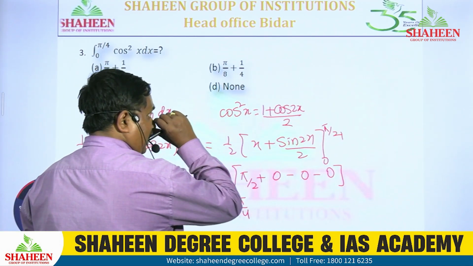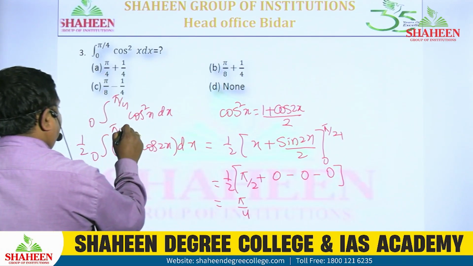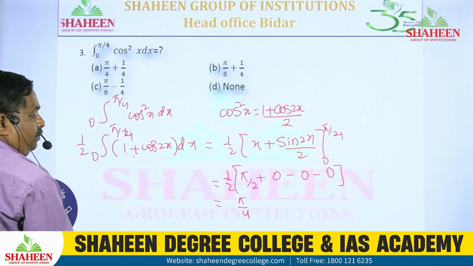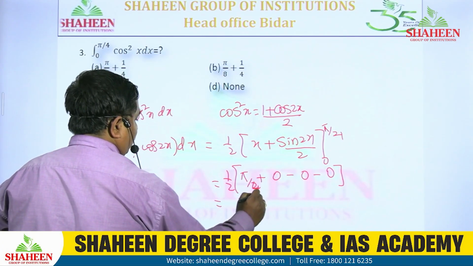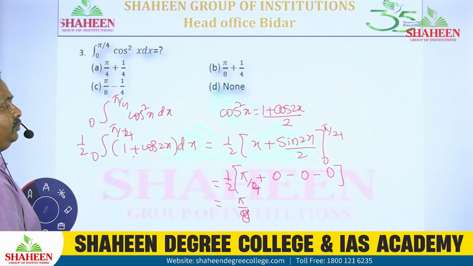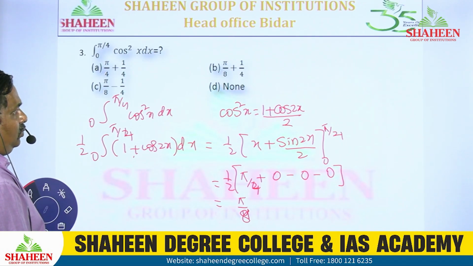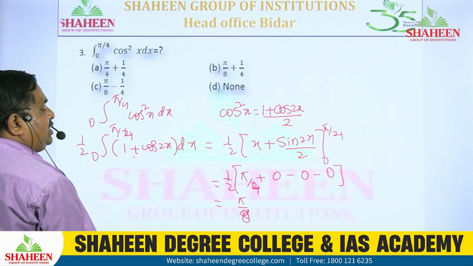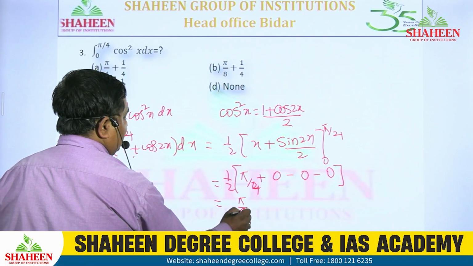Now this is pi by 4, then this becomes pi by 8. The remaining terms are all 0. So our answer is pi by 8. What is our answer? Pi by 8.